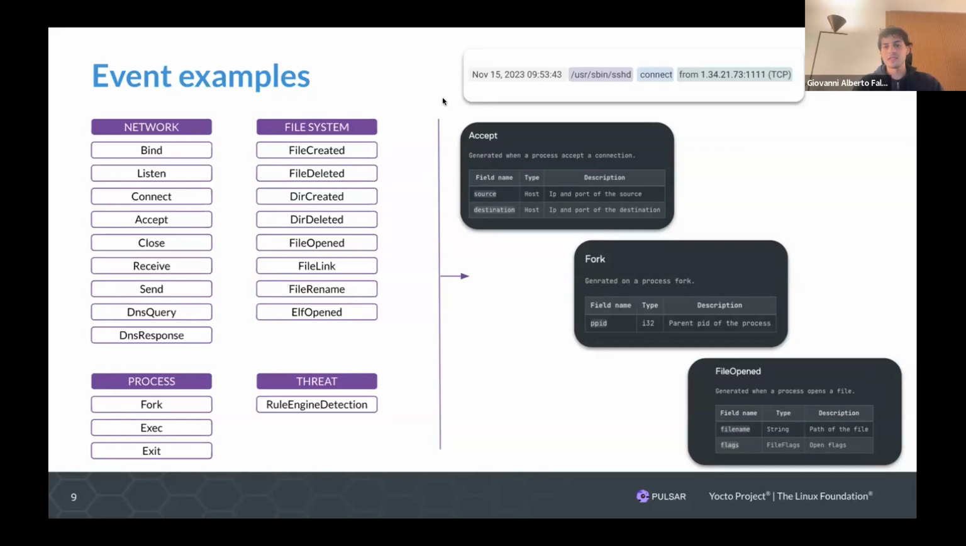Then we have process related events such as fork, which is generated when a parent process forks and creates a new child process. Of course, as I was saying, these are really independent of the main application, which is really cool. And it's always possible to write new events, new modules, and expand this ecosystem. So this is what the community behind Pulsar is doing.